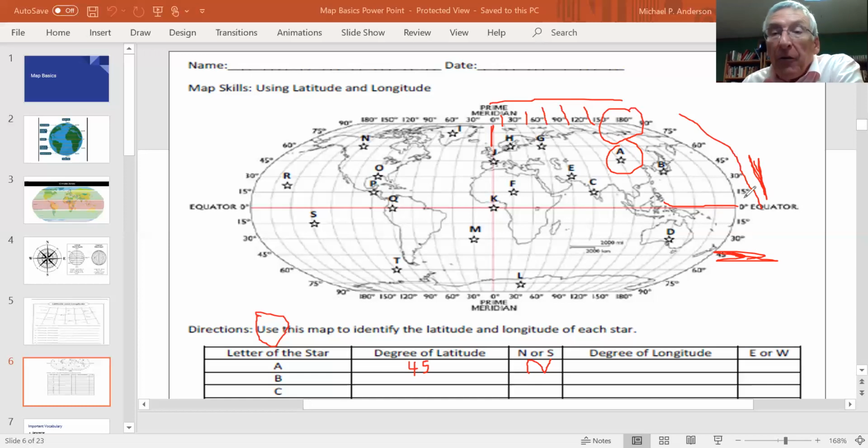All right, now we got to figure out the longitude. This one is sitting directly on a line. So we follow that line up there, and whoop, it's between 90 and 120. We know that there's 15 degrees with each line. So 90 plus 15 is 105. This is 100.